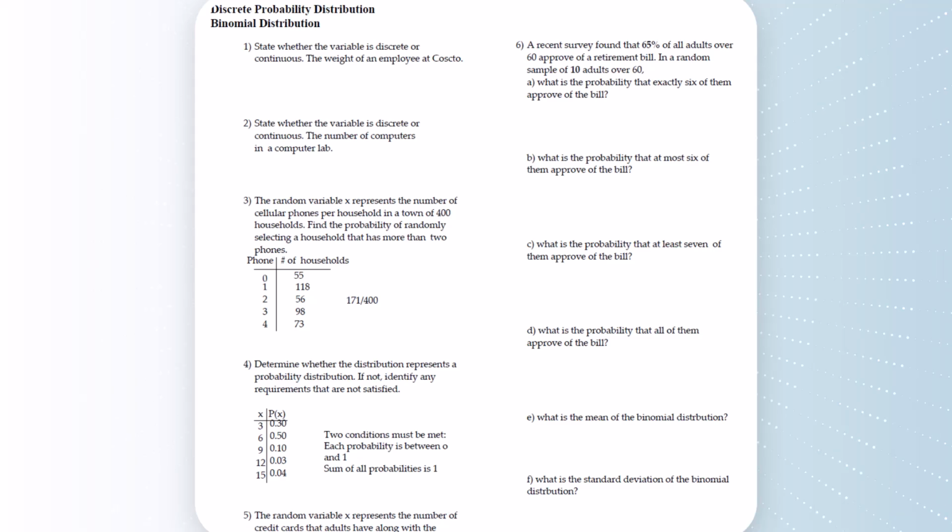State whether the variable is discrete or continuous. The number of computers in the computer lab. You know, the numbers could be as low as 0, 1, 2, 3. They can't be decimals, so this is discrete.